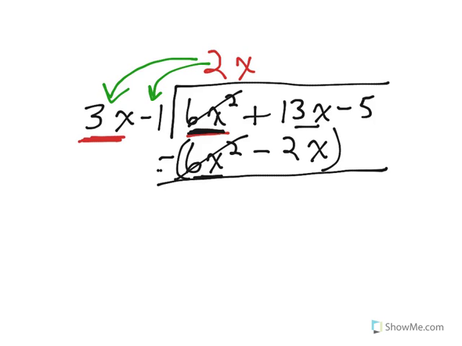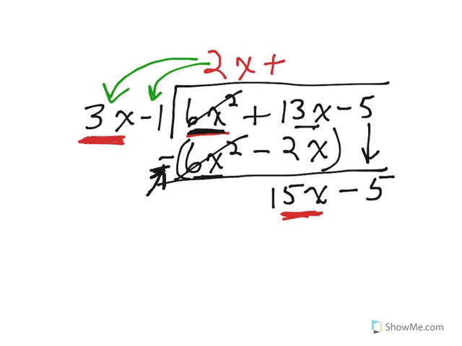13x minus, always go back to your minus sign here. 13x minus negative 2x becomes 13x plus 2x, which is 15x. Now bring down the next term, minus 5. Again, go back to your first term on the outside, and now your first term on the inside, and divide those two. 15x divided by 3x is a positive 5.